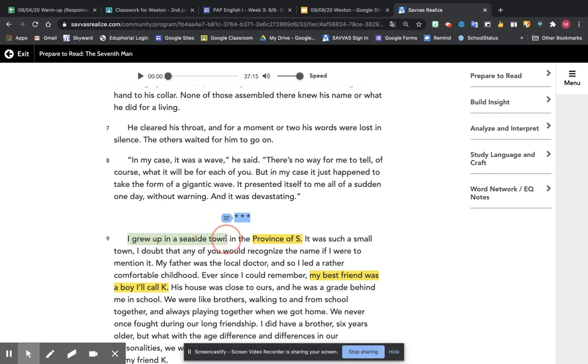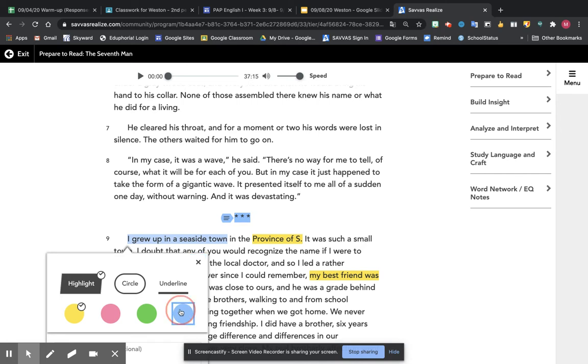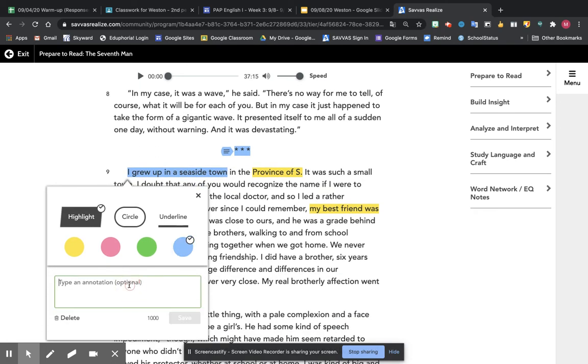I grew up in a seaside town, and then I might make a note. The interior frame shifts from a third person point of view to a first person point of view. Okay. And then just click save.